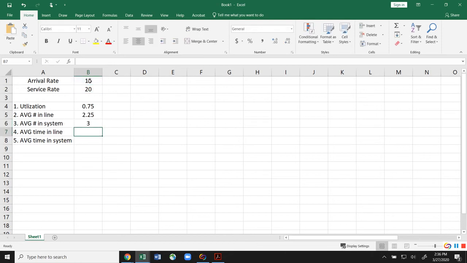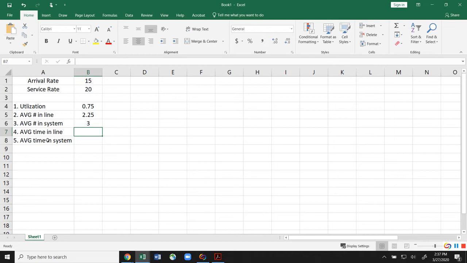All right, now I'm going to stop here and talk about the difference in these two things: average in line and average in system. The only difference in the two is that the line is only those who are waiting to be served. The average in the system includes the line plus the person at the front of the line who is currently being served. So that's why the average in the system is going to be a little bit more than the average line, because it includes the person being served. And it's exactly the same for time in the line and system.